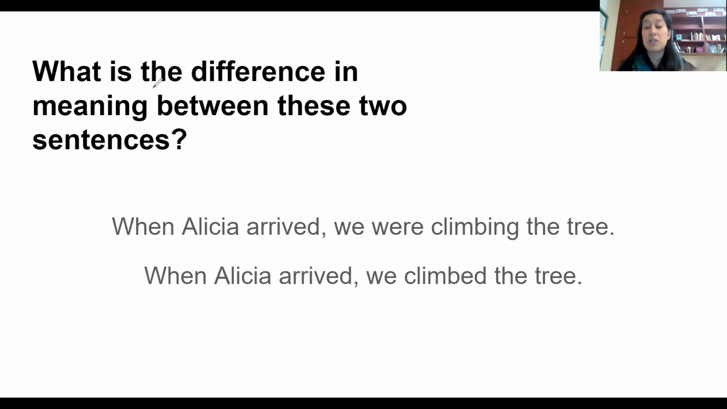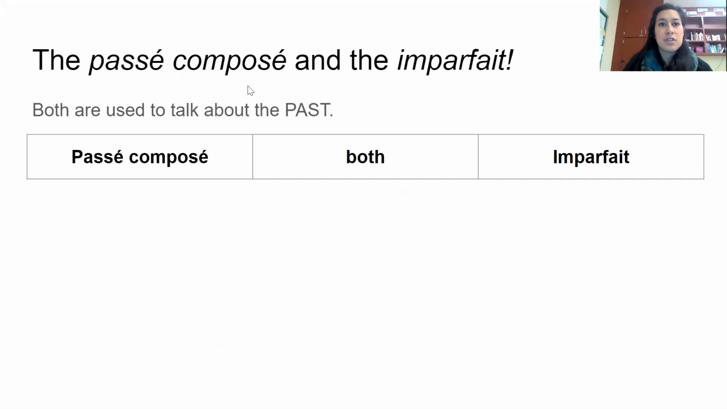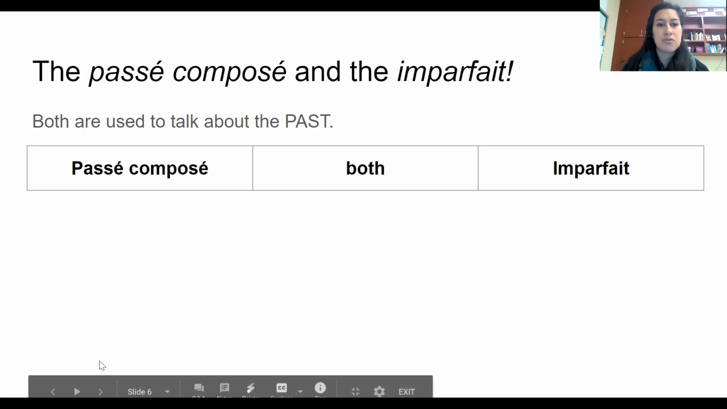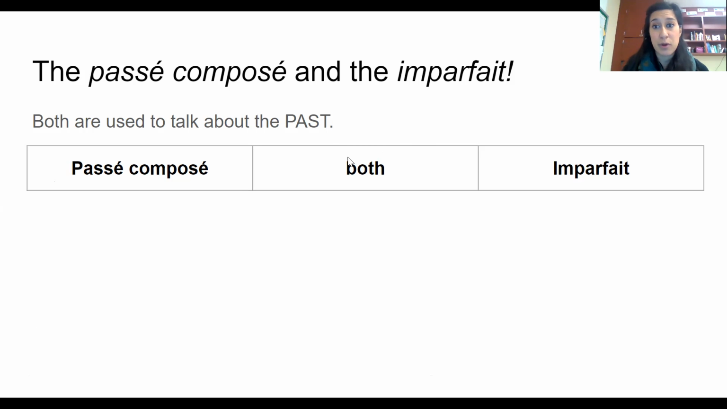You do not need to, but you can copy this down if you want to. You can pause the video at any point from this point onwards to write down what you need to, and I will definitely indicate the things that I'm telling you to write. So the passé composé and the imparfait, that could be your title if you don't already have one. Both are used to talk about the past. You're going to draw a table right here and have 3 columns: passé composé, both, when do we use both, and then imparfait.